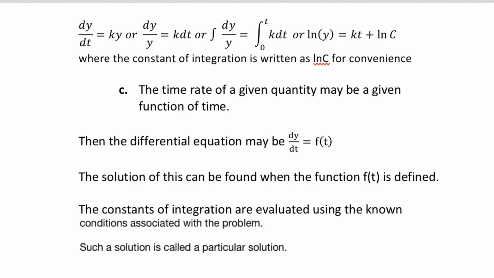C. The time rate of change of a given quantity may be a given function of time. Then the differential equation may be dy by dt is equal to f of t, that is some function of time. The solution of this can be found when the function f of t is defined. The constants of integration are evaluated using the known conditions associated with the problem. Such a solution is called a particular solution.